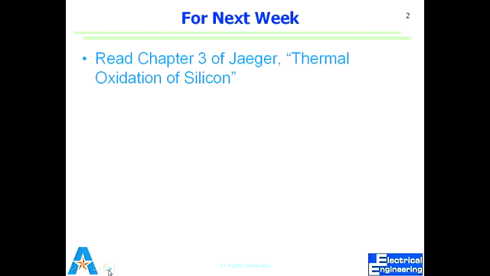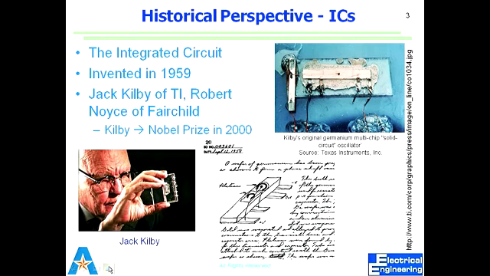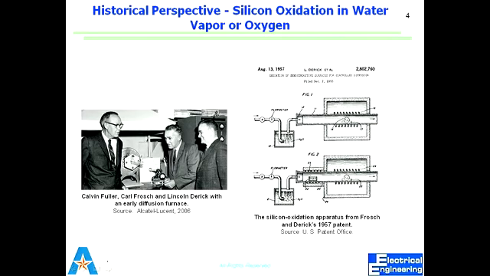Alright, so this is the reading assignment for next week, chapter 3, which is focused on thermal oxidation of silicon. And as we discussed last time, oxidation of silicon is probably the fundamental feature that has made silicon the substrate of choice for semiconductor devices. Part of the reason was that it's grown easily and it has very different properties than silicon. So essentially we use it as an insulating material.